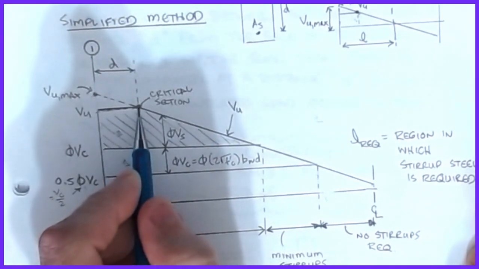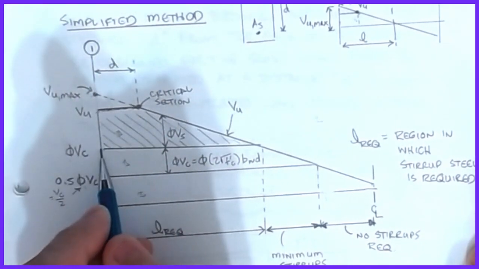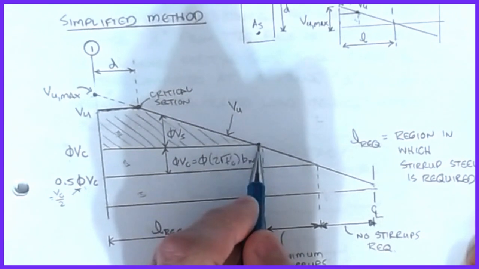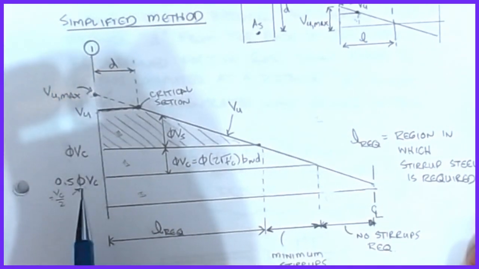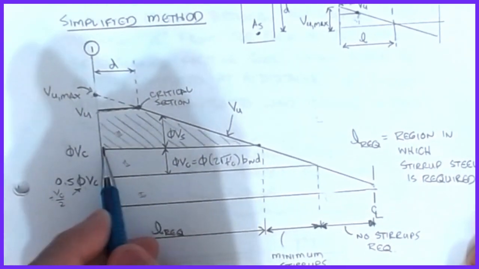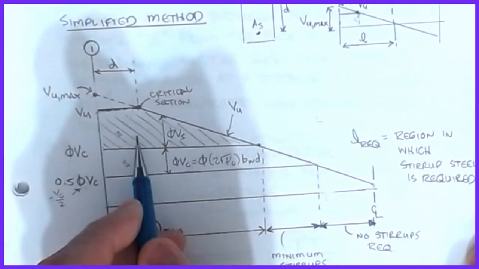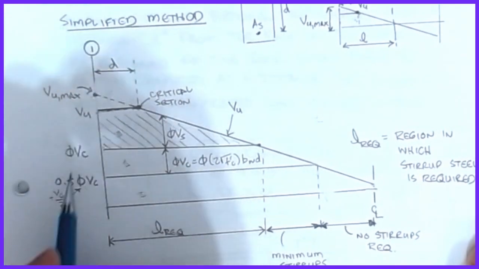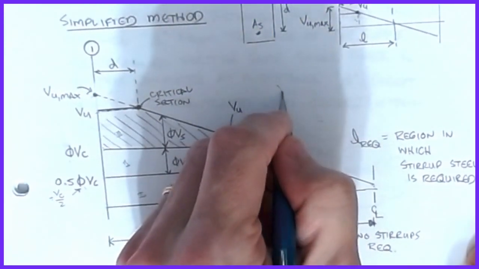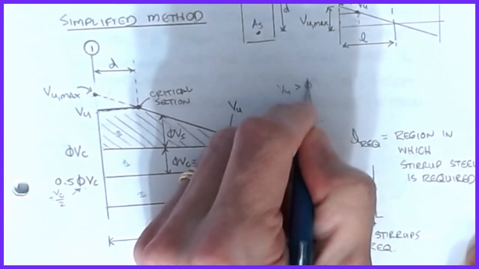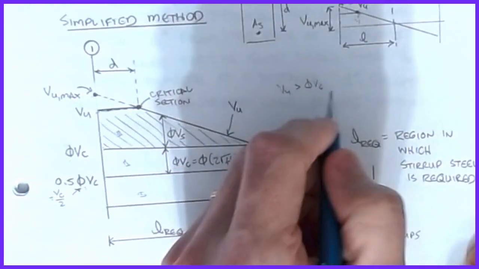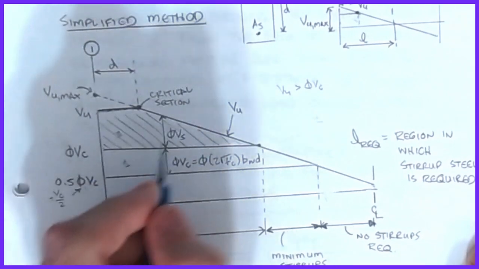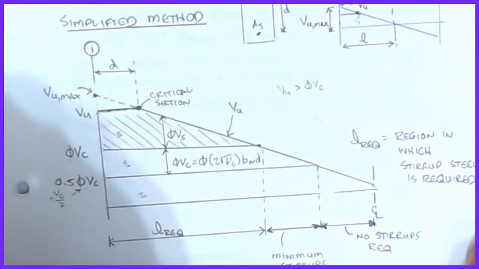All right, and so at this point, that's the critical point. I take this VC line and I extend it, and it crosses here. Okay, and if I look at that, from here to here, this region, VU is greater than phi VC, right? We got VU greater than phi VC. Okay, then everything that's in the shaded region accounts for a VS value.